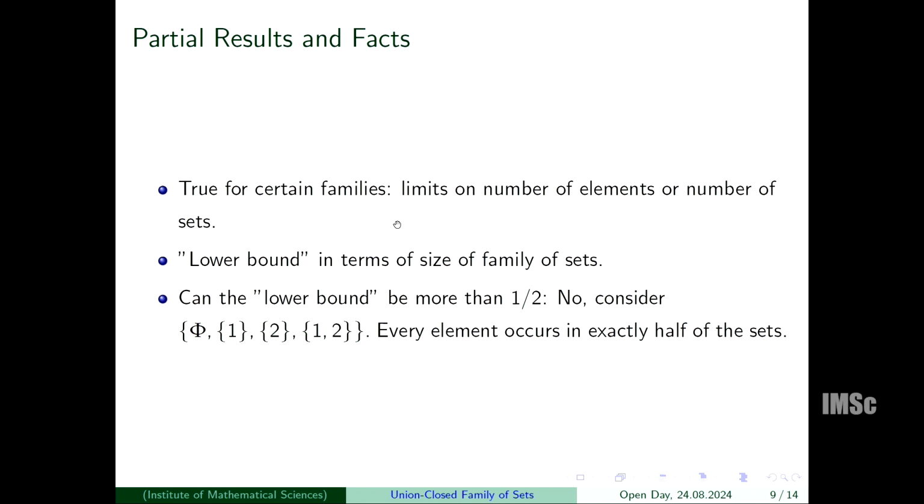And another question is, can't this lower bound be more than half? Can we say that I want the conjecture to be that there must be an element that appears in at least 60% of the sets, or 2/3 of the sets? We can't have that, because if you look at families like this, then every element occurs in exactly half of the sets. So this 50% bound is sharp. That means that you cannot increase it further, because if you did, then there are readily available counterexamples.